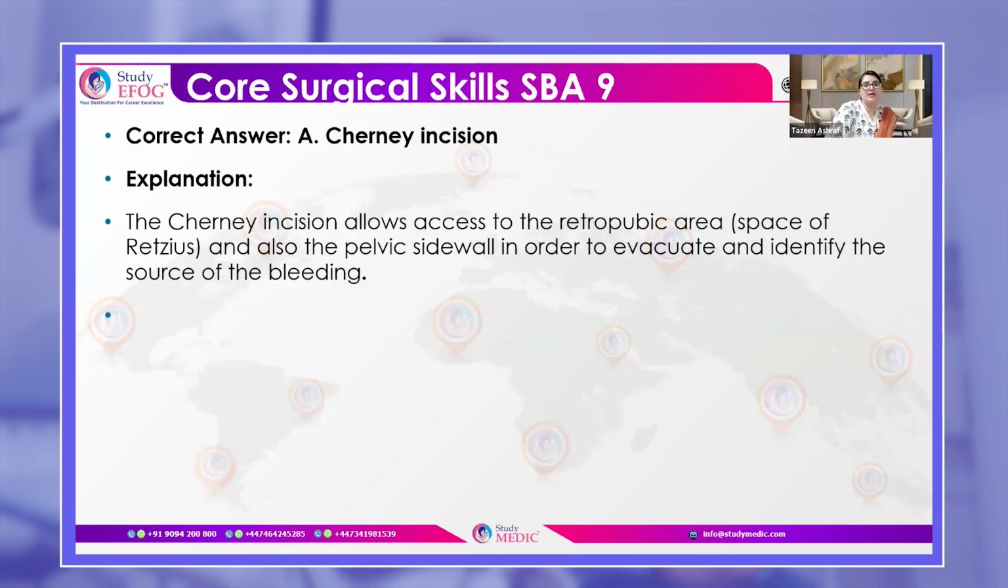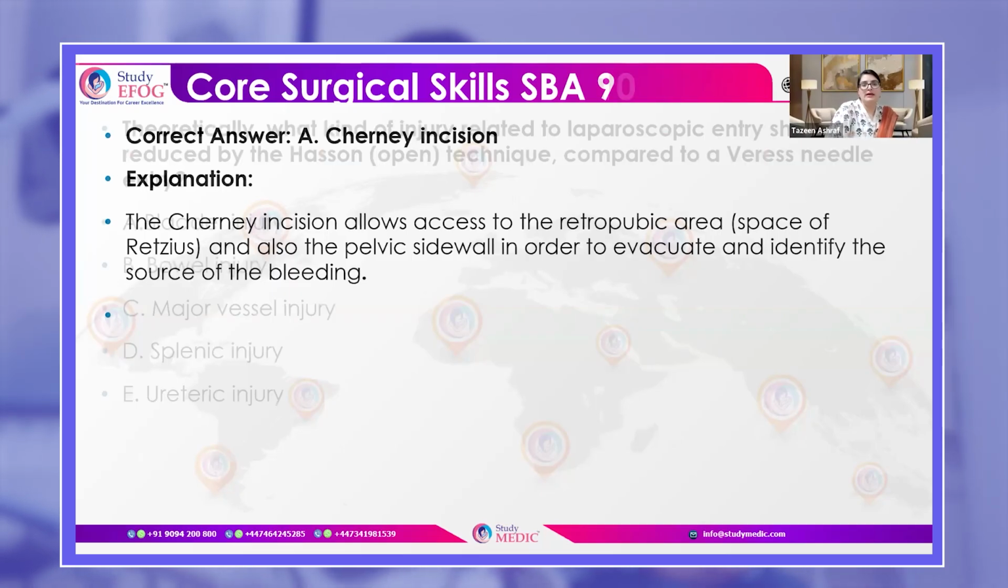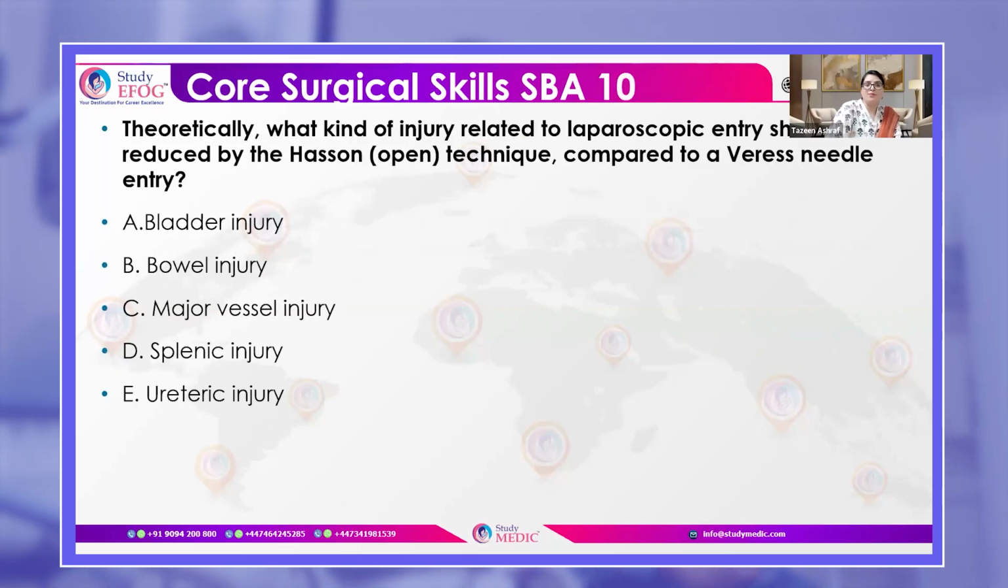So we have to remember that Cherney's incision basically allows access to the retropubic area or the space of Retzius and also the pelvic side walls in order to evacuate and identify what the source of bleeding is. So here, as we want to evacuate the hematoma, Cherney's incision would be appropriate.